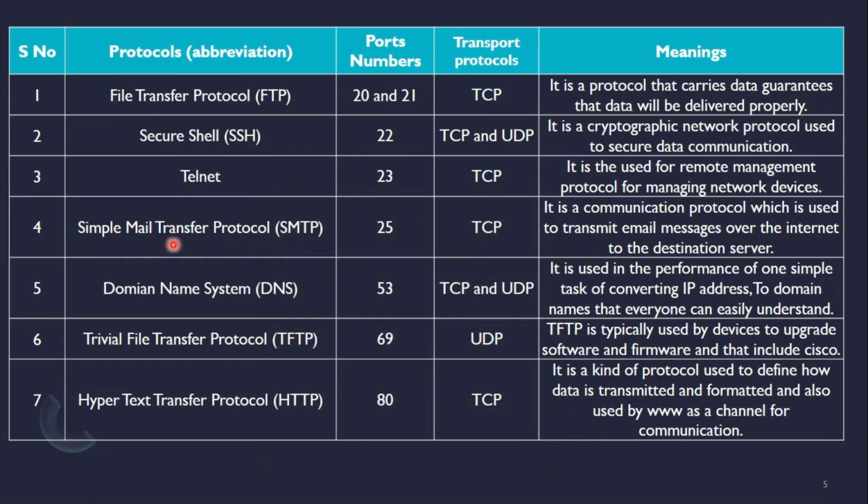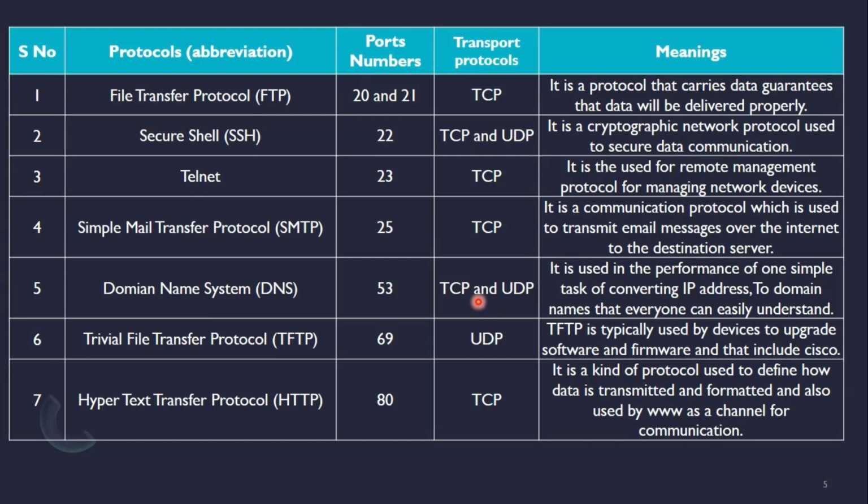Coming to SMTP, it is the Simple Mail Transfer Protocol. This is used for mail purposes. If you are sending any email, for example in Outlook, this protocol will help you send the email. Coming to DNS, DNS is the Domain Name System. The port number is 53, and it uses TCP and UDP protocols.